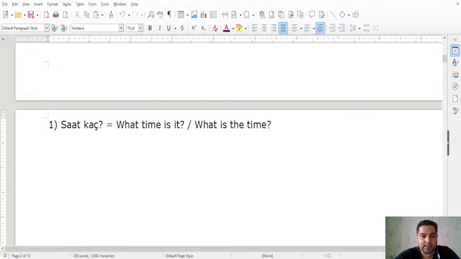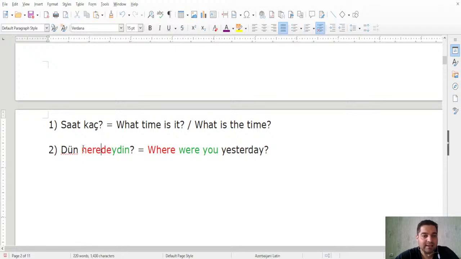Alright, let's go to our second example. Dün neredeydin? Dün means yesterday, right? Nerede means where, and look at this structure very carefully.